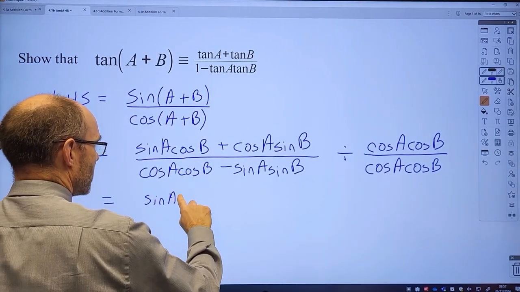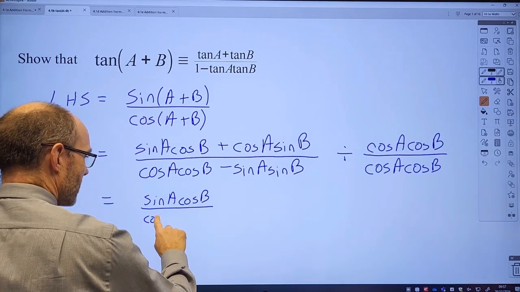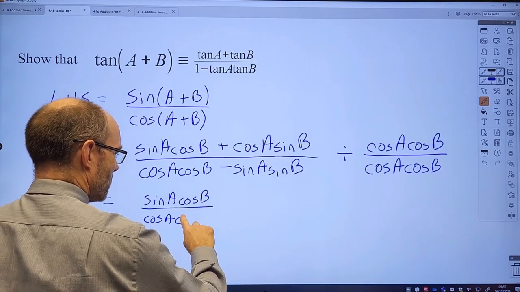I'm going to do both. Sin A cos B gets a little bit, well, what's the word I'm looking for?